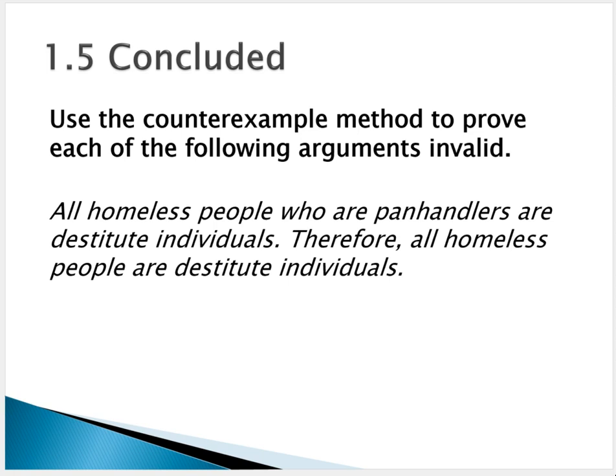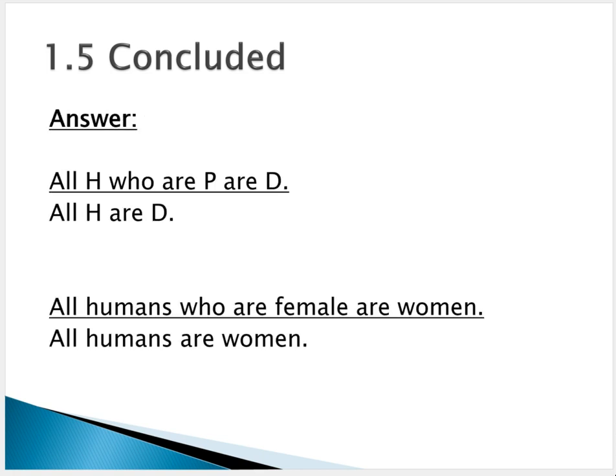All right, let's see if you can try one. Here we go. Press pause, see if you can write the form, and then see if you can come up with a counterexample. All right, so here was my form. All homeless people, H, who are panhandlers, P, are destitute individuals, D. Therefore, all homeless people, H, are destitute individuals.